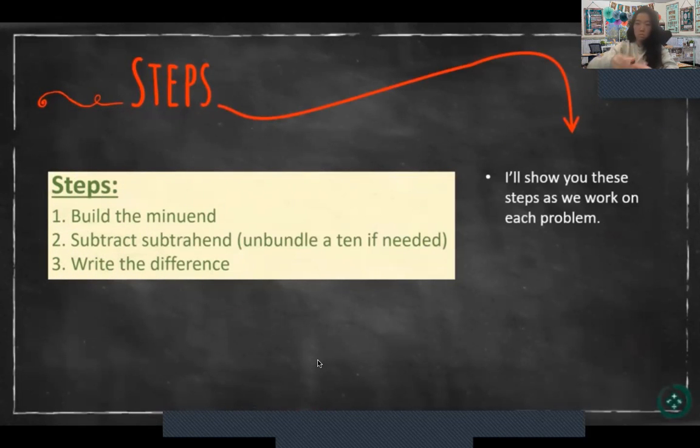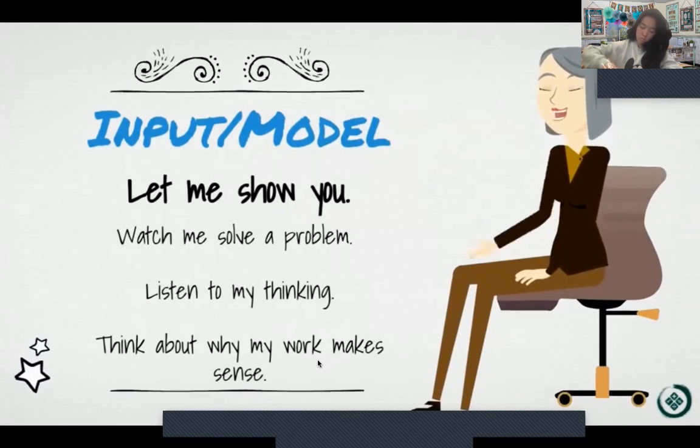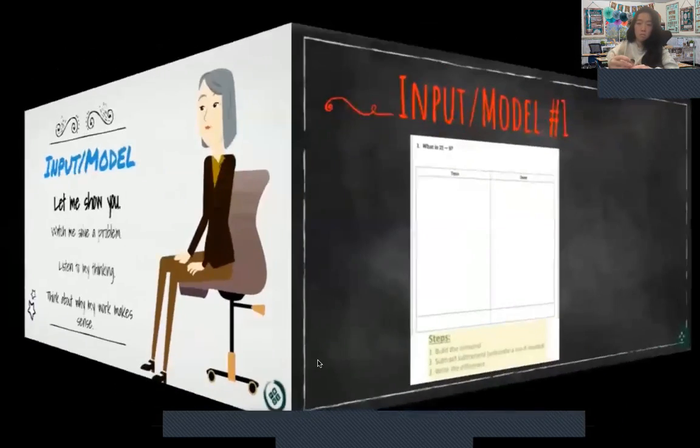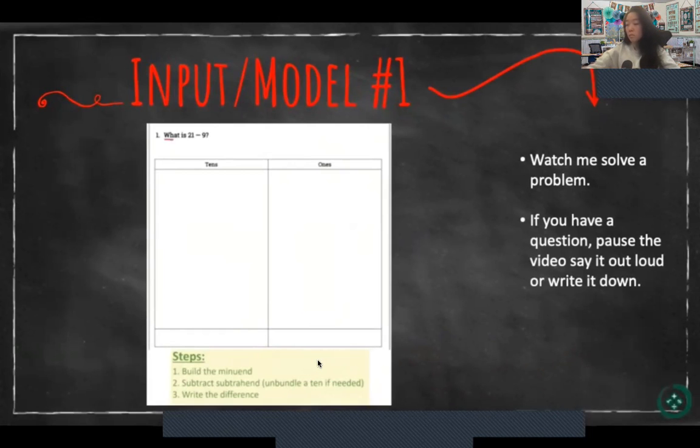These are the steps we'll follow in our lesson. I'll show you the steps as we work through problems together. Watch me solve a problem. Listen to my thinking. Think about why my work makes sense. Let's begin our first input model. It says, what is 21 minus 9?